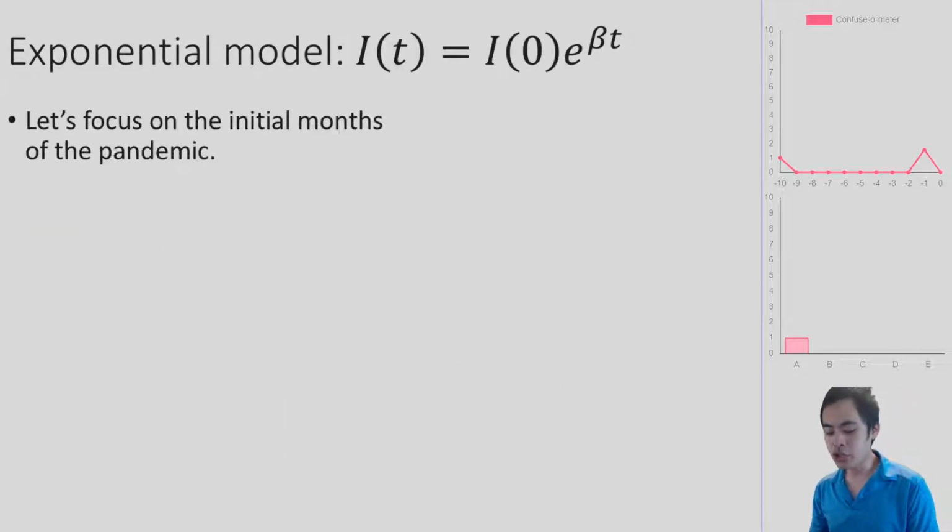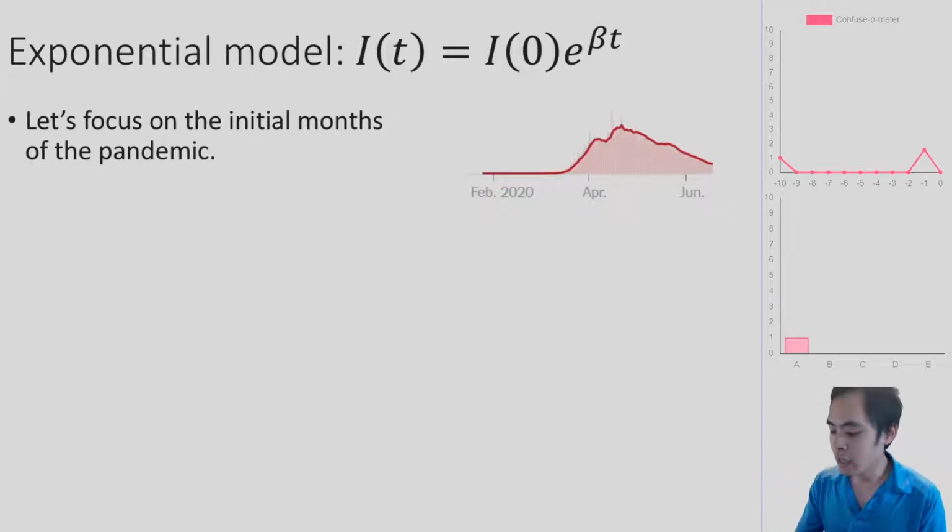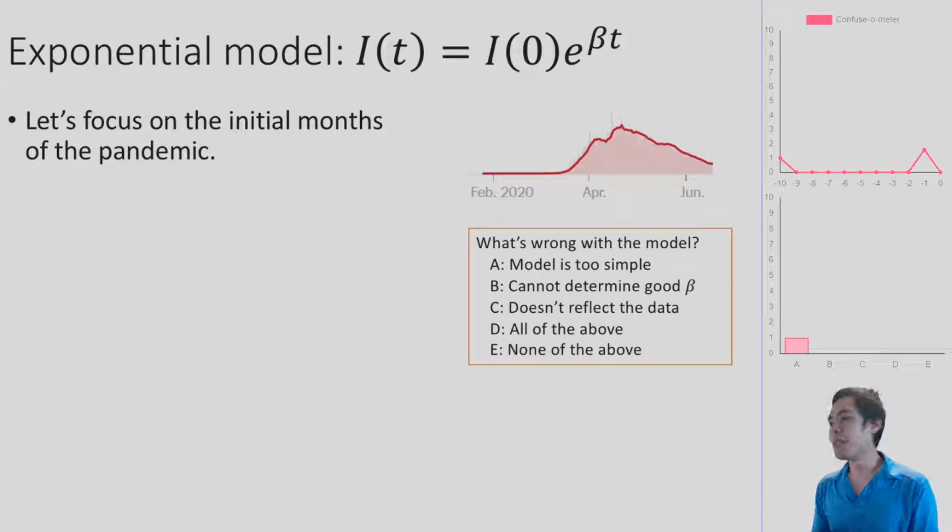So let's focus on the initial months of the pandemic. I've zoomed in here on just the initial couple months, and let's see, if we want to try to build a model, we need to know what beta is, right? Let's jump ahead. What's wrong with this model? A, is the model too simple? B, is it impossible to determine a good beta? C, does it not reflect the data? Or D, all of the above, or none of the above? So what do people think?